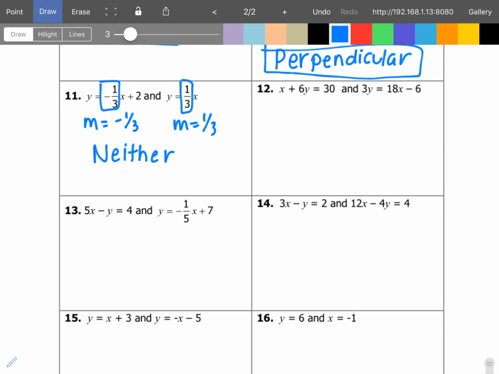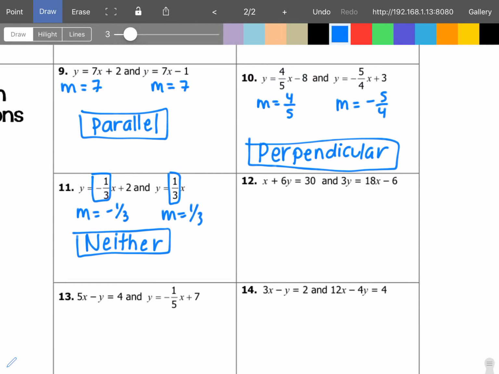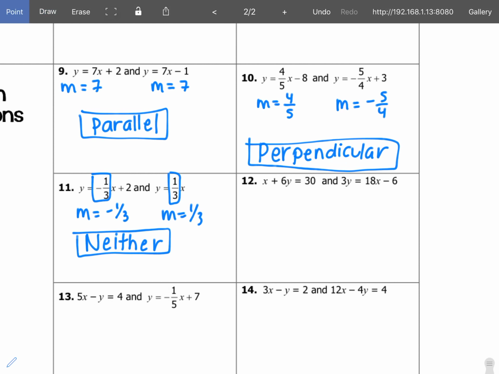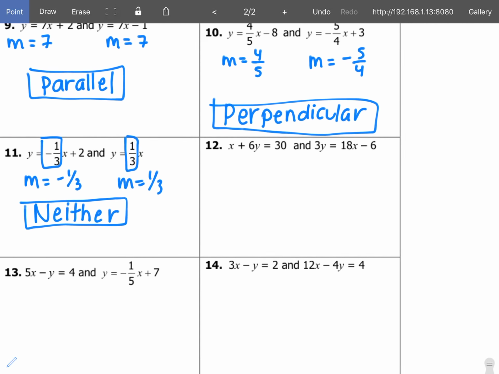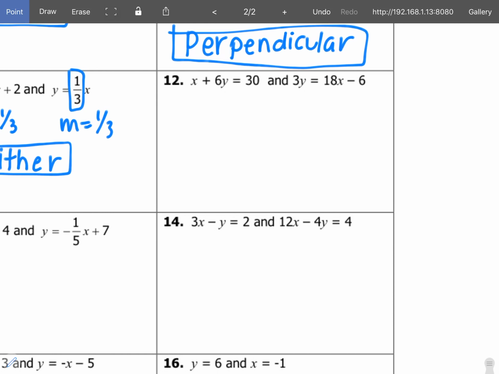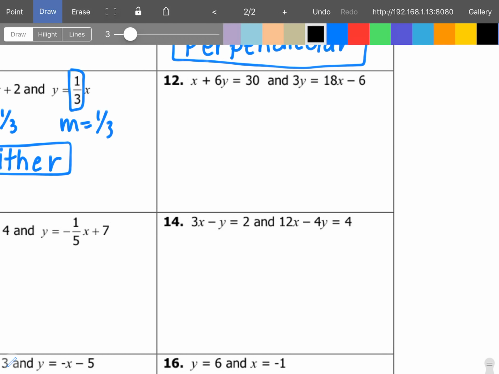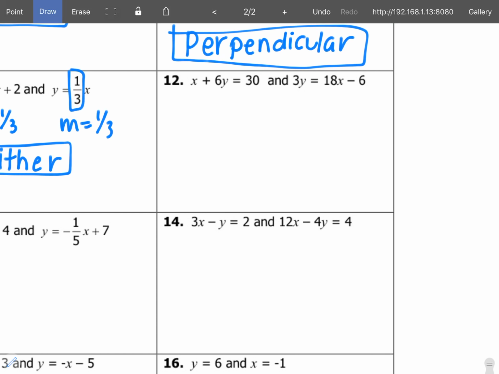Okay, let's try number 12. So number 12, we have to get y alone, don't we? Because we need to find the slope. Notice for 9, 10, and 11, they were all in y equals mx plus b, right? This one said y equals mx, but there's just no b, and that's fine. That's still in that form. So we need to get y alone for number 12. That's our first step. We need to get these both into y equals mx plus b.